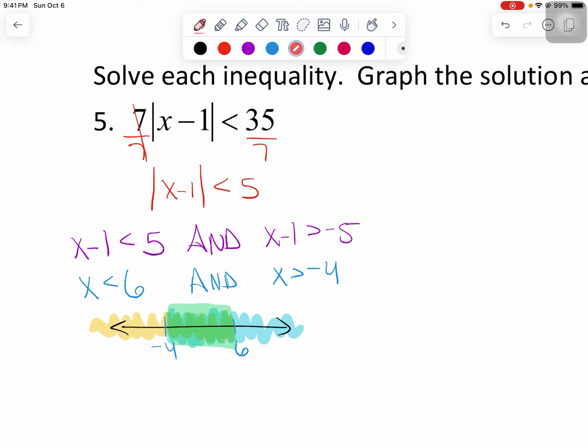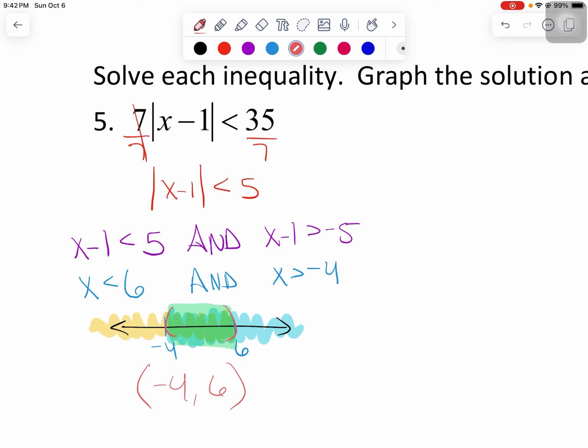And in both cases, we've got parentheses. There's no equal to components. So parentheses negative 4 to 6. And if you want to see that, you can put those into the actual number line itself. So number 5 is done. We solved it, we graphed it, and we wrote the answer in interval notation. Okay, last problem on this page, problem number 6.